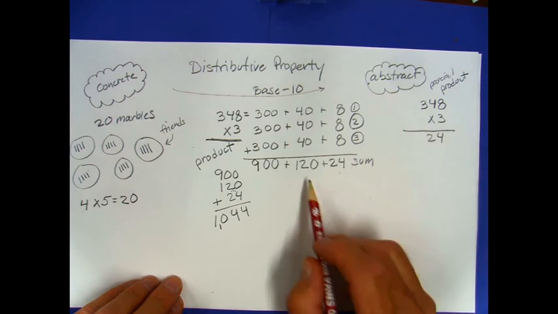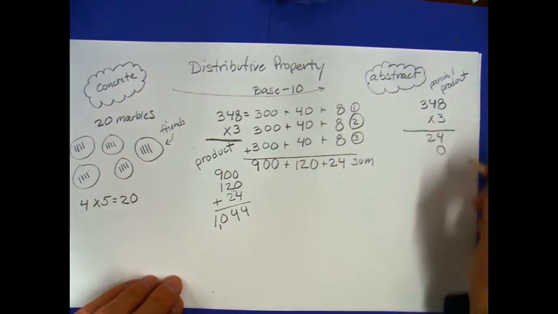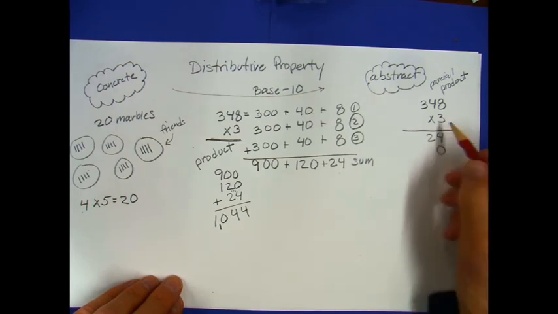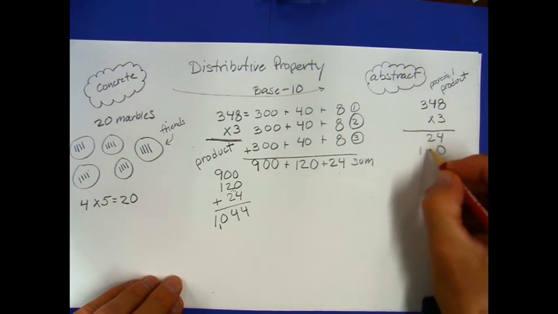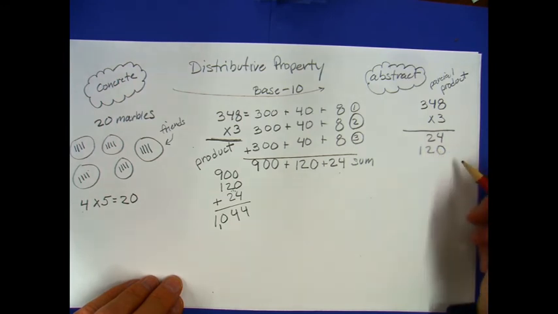Now, if you remember in our 10s place, we had to put a 0 in the 1s place because there's no 1s in the 10s place. They call this a placeholder sometimes. I'm going to say 3 times 4, that's 120. 12 plus this placeholder over here makes it 120.